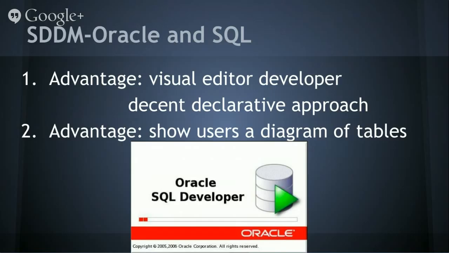Oracle and SQL are two branches in them. One advantage is that it has a visual editor, developer aided, for defining views. Compared to the previous design, the version had a decent declarative approach that allowed you to specify tables, columns, and joins, but you couldn't really see the implied data model. Now, it added a visual editor that shows users a diagram of tables and more. In addition, when you upgrade your existing models from previous versions, the old views are automatically diagrammed.